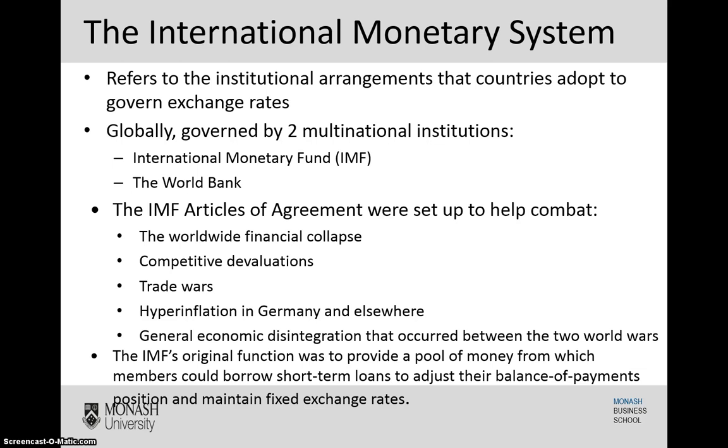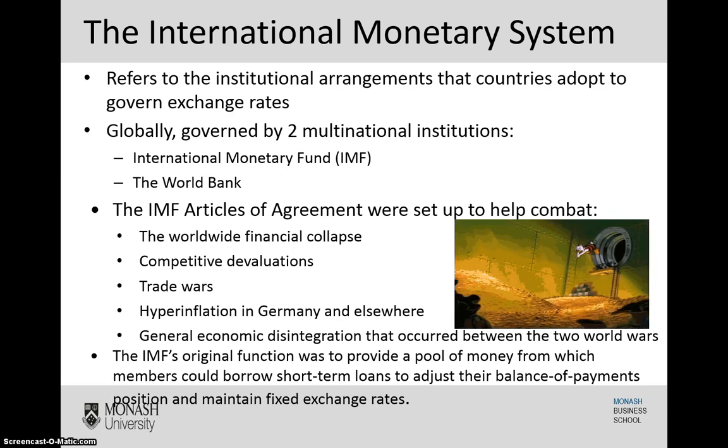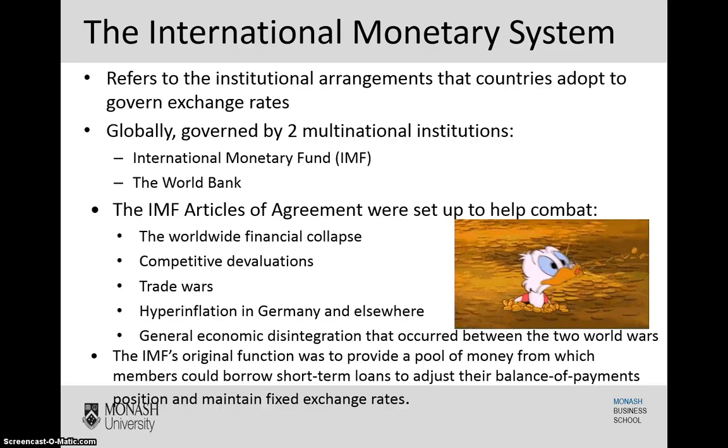So when it was originally set up, the IMF's original function, as I say, was to provide effectively a pool of money. It's like a big bank, effectively, from which members who were committed to the IMF could borrow short-term loans, mainly to adjust their balance of payments position.